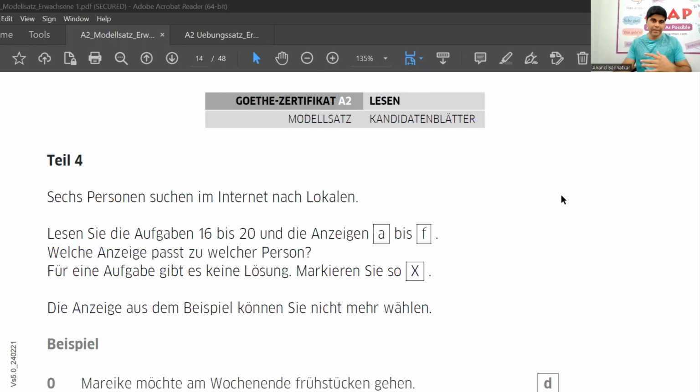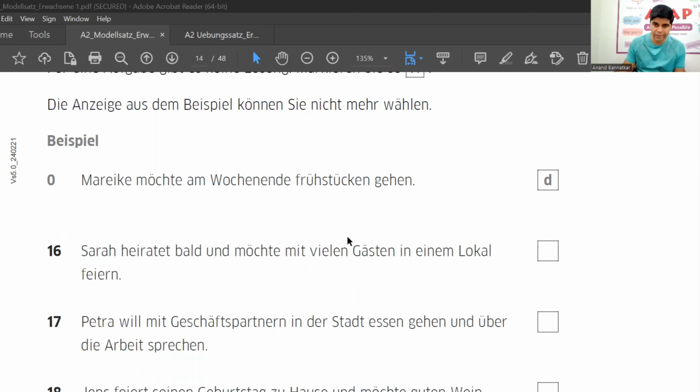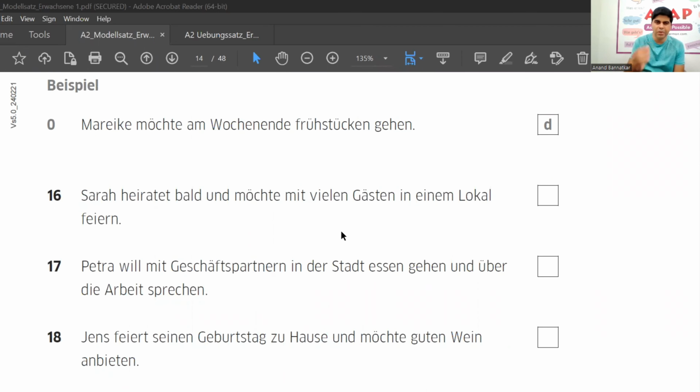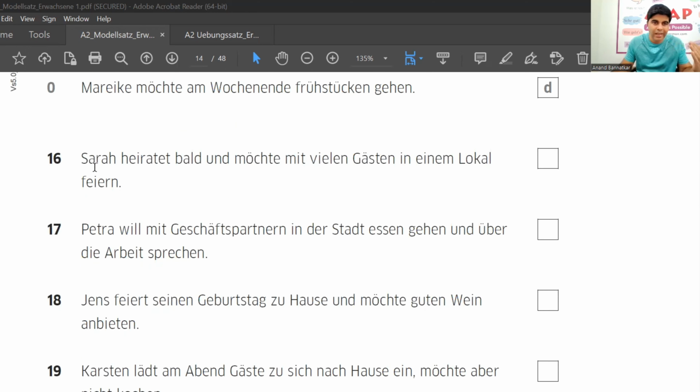So in this, what exactly happens? You get five purposes to fulfill, or five people who want to do something, and you have to help them find something. For example, "Sarah heiratet bald und möchte mit vielen Gästen in einem Lokal feiern." She wants to get married, and she wants to celebrate with many guests in one restaurant. You need to find one restaurant where she can celebrate with many guests.